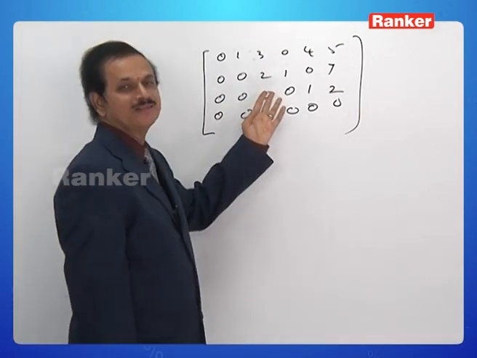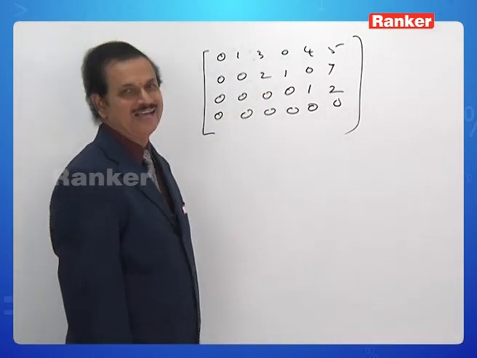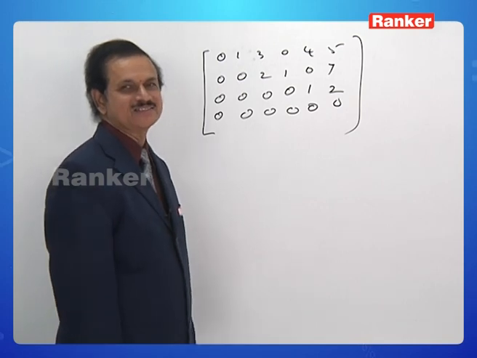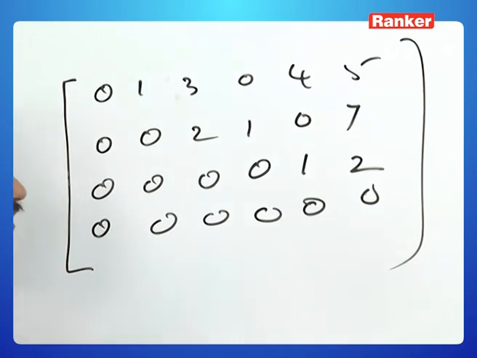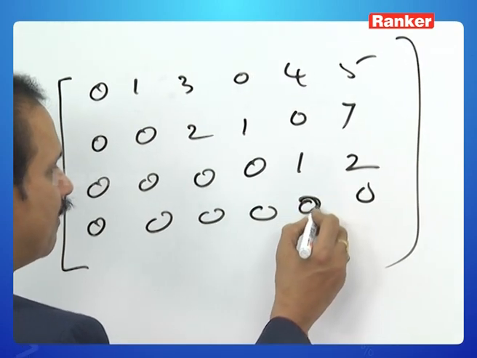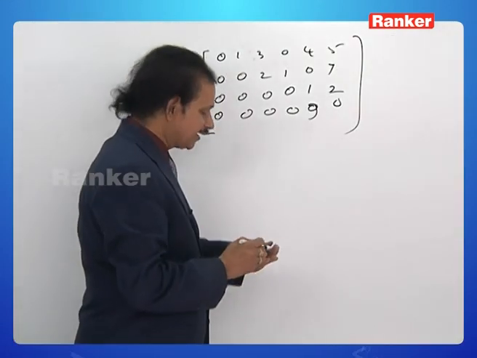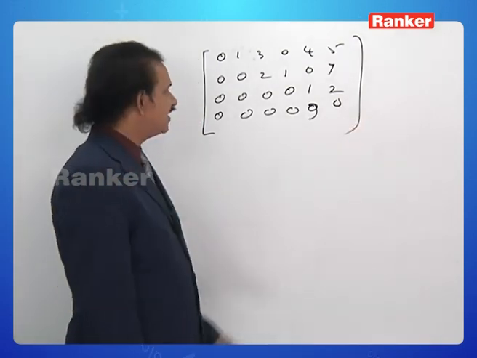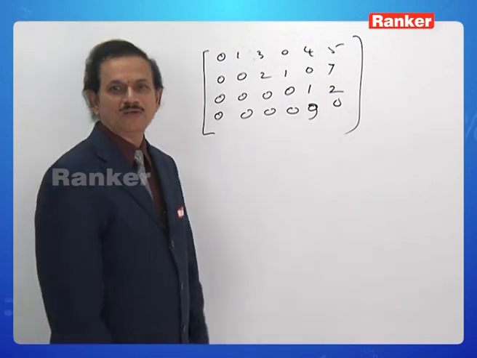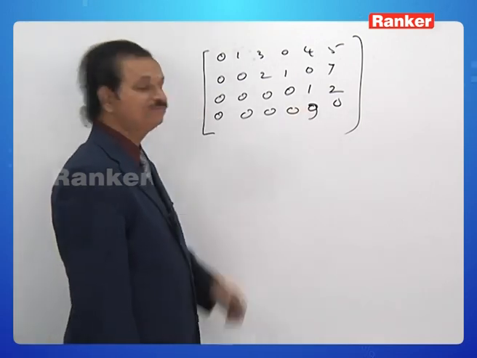This is a 3 by 3 matrix with non-zero rows. Enough for us, its rank is 3. Suppose I change this entry to some 9. Do you agree that this is in echelon form? No. Can you say that the rank is 4? No. You have to make this also 0.